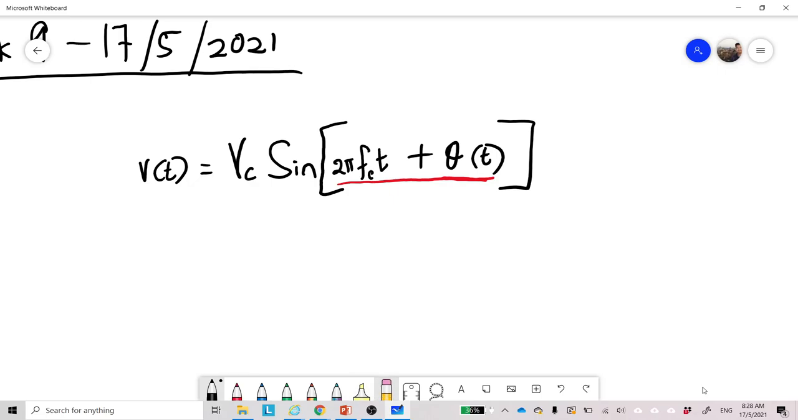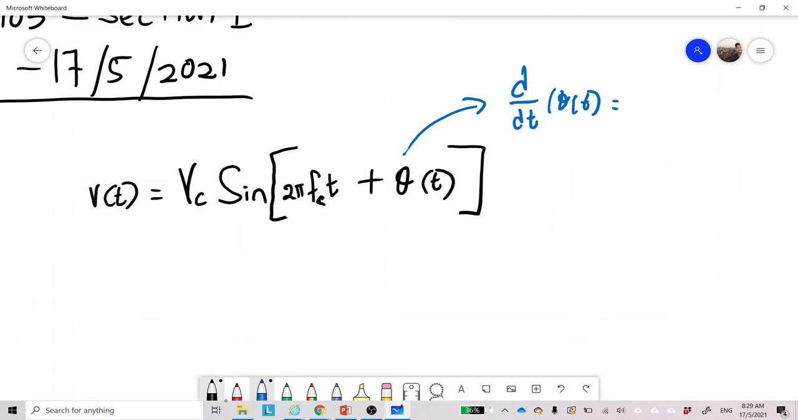If we do the derivation process, we will get the instantaneous frequency deviation. For example, d/dt of theta(t), we will get theta prime(t), which is the parameter of instantaneous frequency deviation. The unit is in radian per second or in hertz.